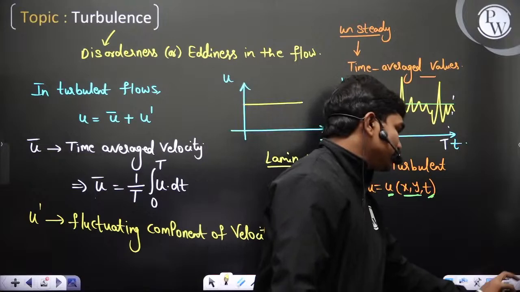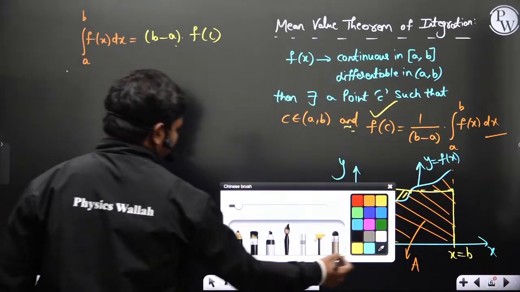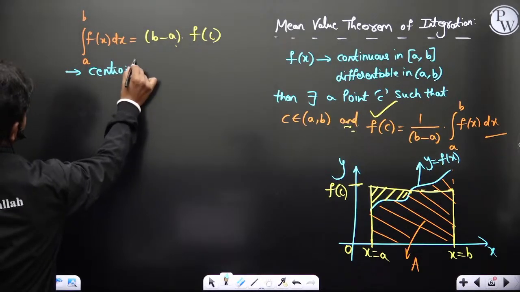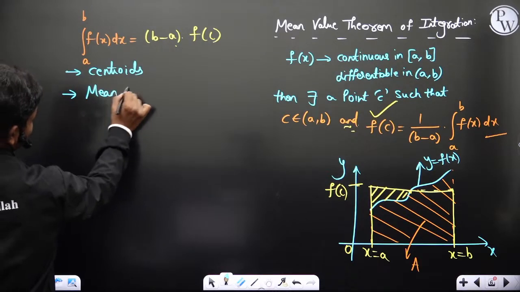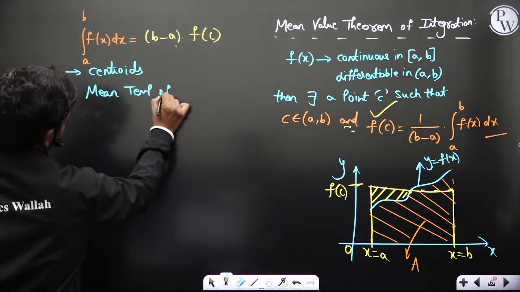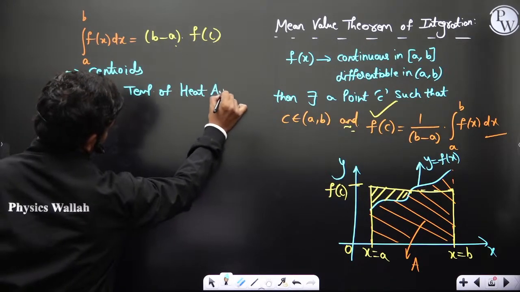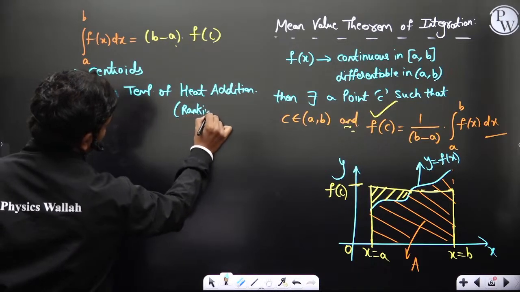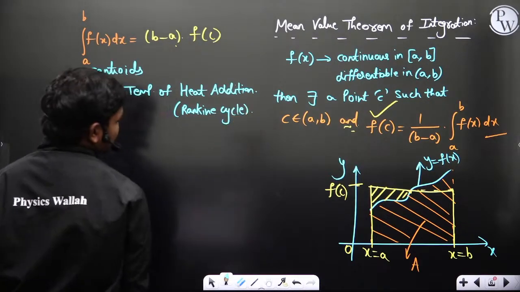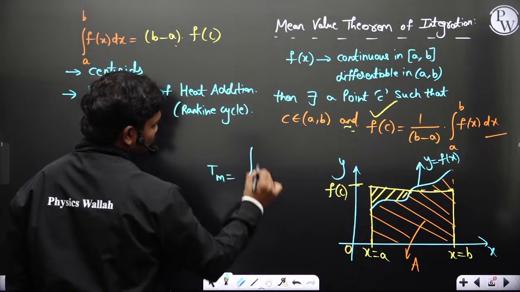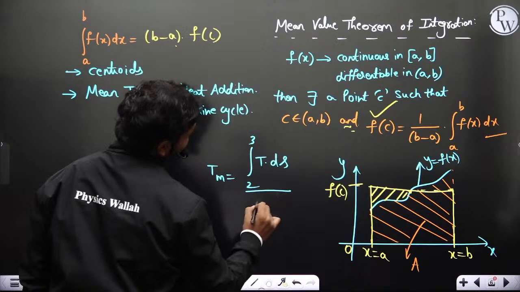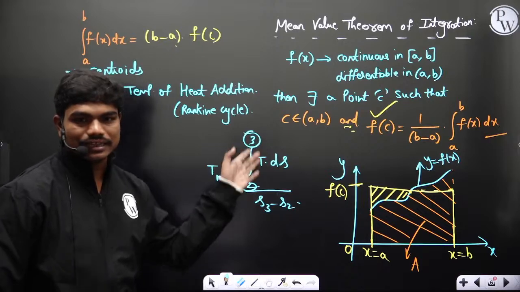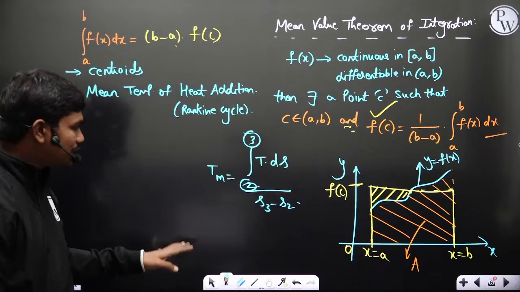Another place where this concept is used, in a lot of places actually, which you may not know you are using, is centroid calculations and mean temperature of heat addition in the Rankine cycle. You might have seen in the case of the Rankine cycle, whenever the heat addition is at constant pressure, the mean temperature of heat addition is calculated as integral 2 to 3 of T dS divided by S3 minus S2. Ideally, if pump outlet is 2 and boiler outlet is 3, this is what you might have seen. This is the same case.